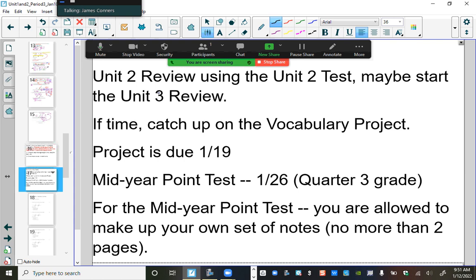I hope to complete this with some time to spare, so you can work on your vocabulary project if it's not yet complete. I know some of you may have or just about have completed it. You can use this time to fine-tune it. Again, the project is due a week from today, because that's the last time I will see you all this quarter.